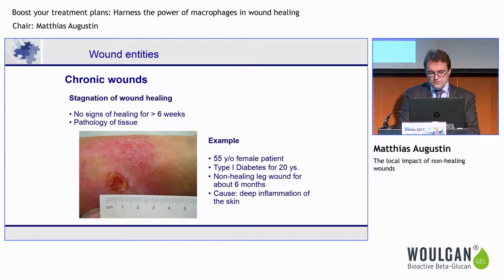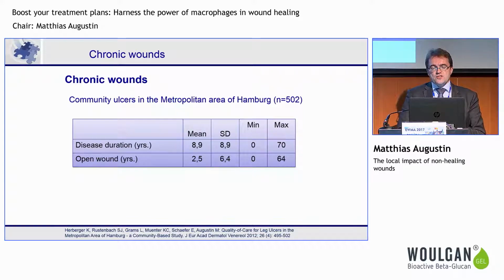And this is a typical 55-year-old female patient with type 1 diabetes and a non-healing wound, as you see. And maybe it's a little infected or sludge on this, and the cause has been deep inflammation of the skin in this case. So such wounds are what you're familiar with. And the challenge is that these wounds are not directly referred to us as experts, but in a previous study regarding community ulcers, we saw that patients on average who were treated in the community had an open wound for more than 2 years in the Hamburg area, and the disease duration, including the underlying condition, was more than 8 years, as you can see.